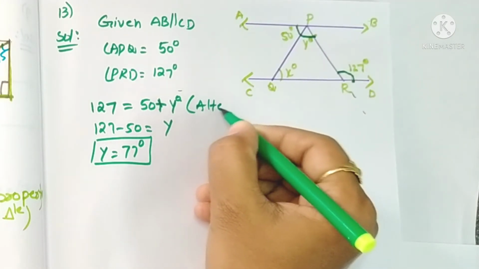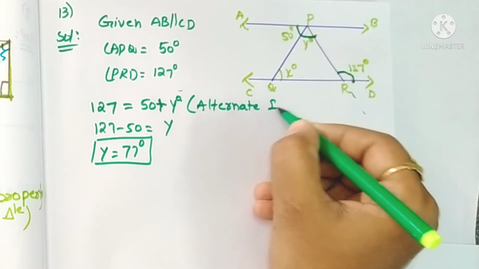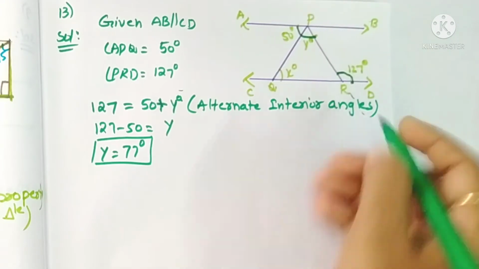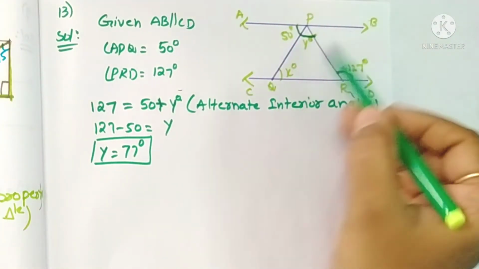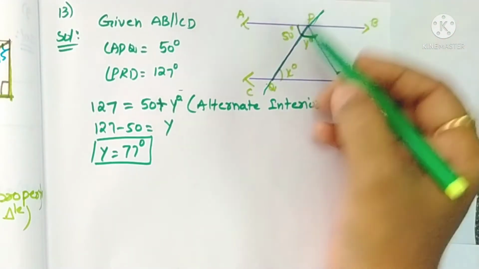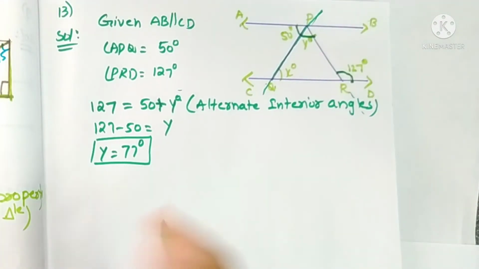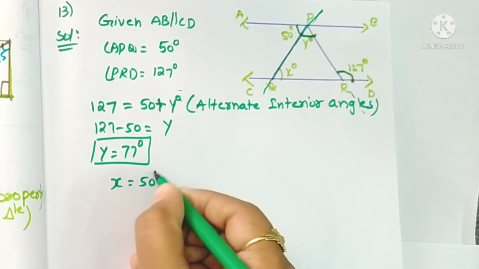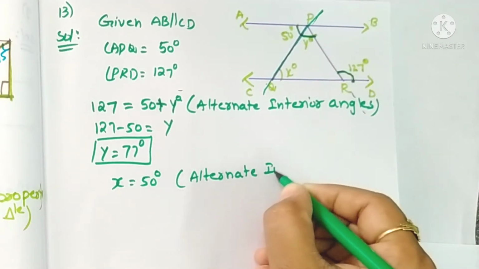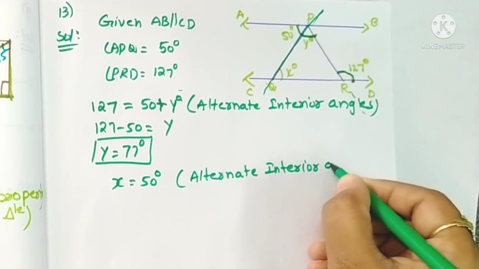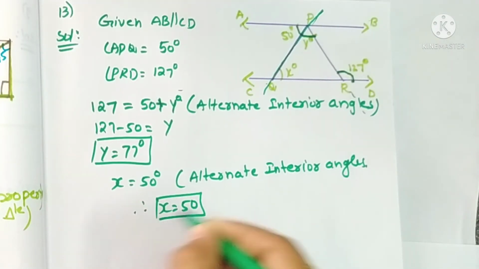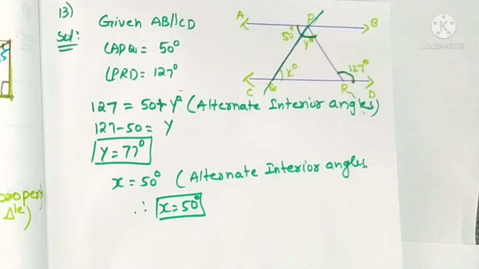The reason we have to write every time is alternate interior angles. Okay. Next we want to find out x. Now these two lines are parallel. If PQ is a transversal line, 50 and x are alternate interior angles, na? So x is equal to 50 degrees. What is the reason? Same reason, alternate interior angles. Okay, so therefore x is equal to 50 degrees, y equals 77 degrees.